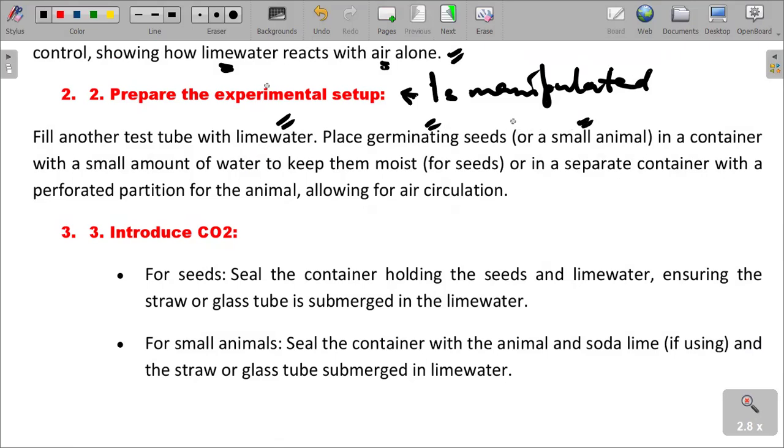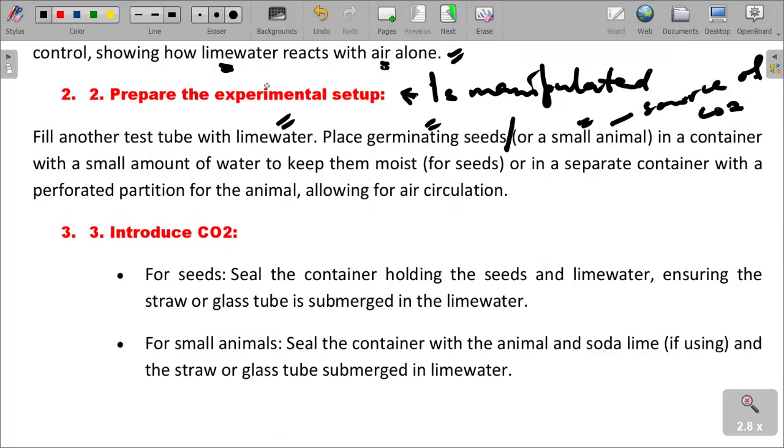We are saying other times you shall see, whereby you are asked to give an alternative to germinating seeds in this investigation. Instead of using germinating seeds, what's the option that can be used? It can be a small animal. So both are used as sources of carbon dioxide. That is why we need the germinating seeds, or the small animal.